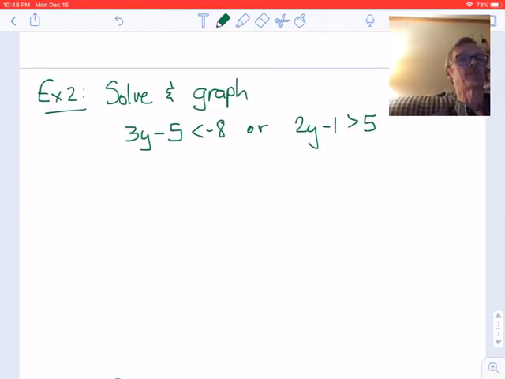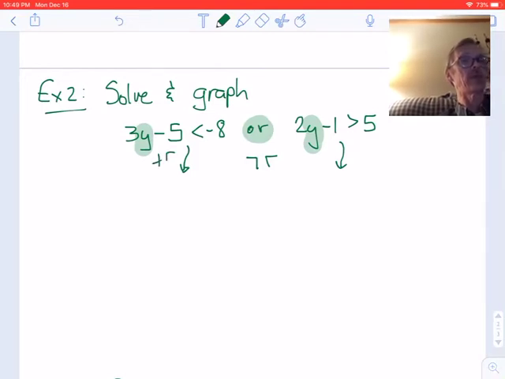Example 2. Here we have to both solve and graph. First of all, notice the OR. Again, that implies that we've got hockey sticks, which means they're going the opposite direction. There are two arrows. And in this case, we have to solve both inequalities first. So, again, look at the y in both cases. And then you've got to start making decisions as to how you're going to get those variables by themselves.